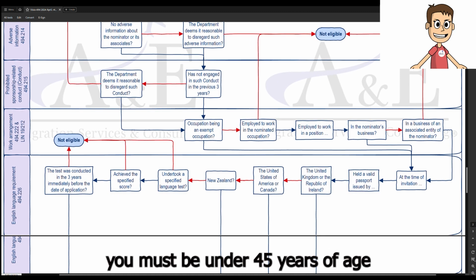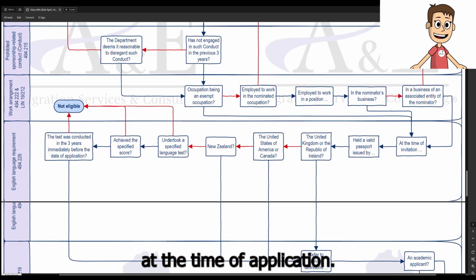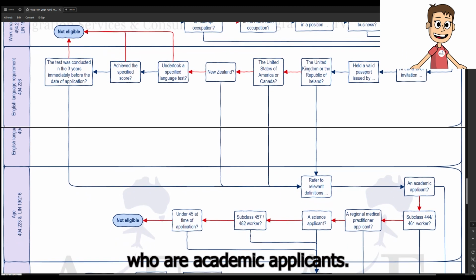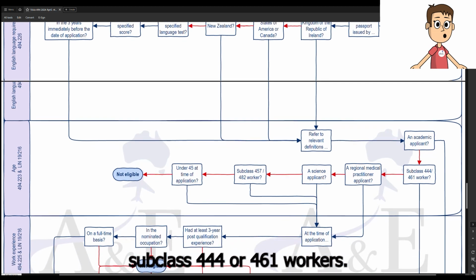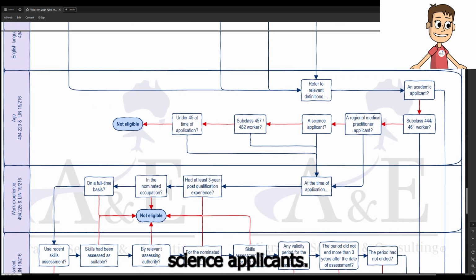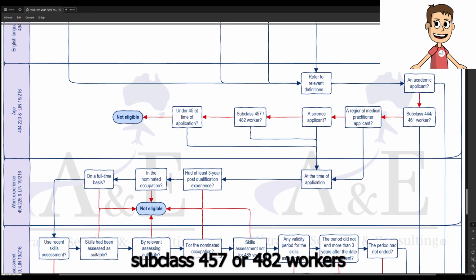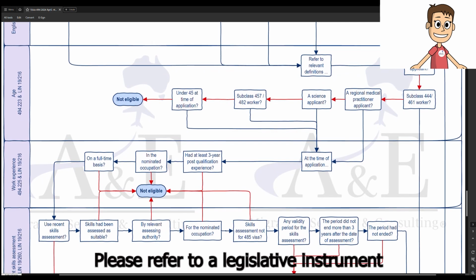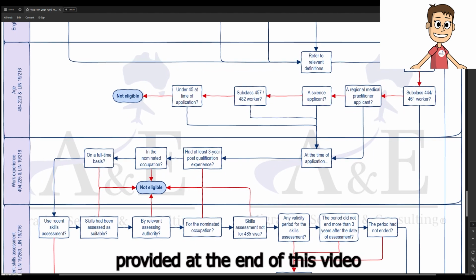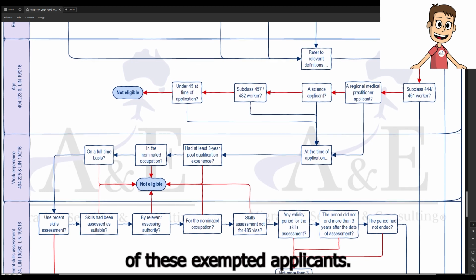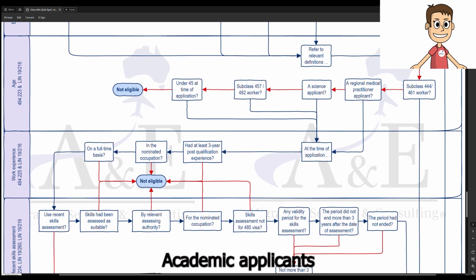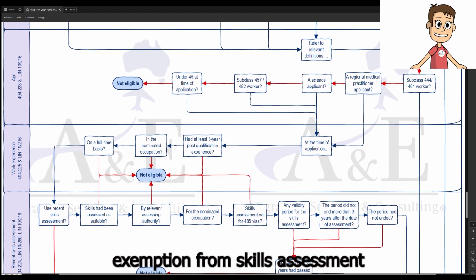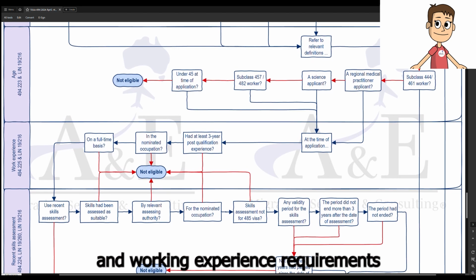Unless you are exempted, you must be under 45 years of age at the time of application. This age exemption is only given to those who are academic applicants, Subclass 444 or 461 workers, science applicants, Subclass 457 or 482 workers and regional medical practitioner applicants. Please refer to a legislative instrument provided at the end of this video for the definition of these exempted applicants. Academic applicants and Subclass 444 or 461 workers also enjoy exemption from skills assessment and working experience requirements.